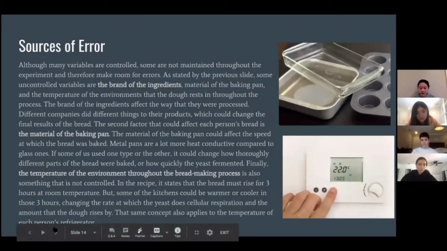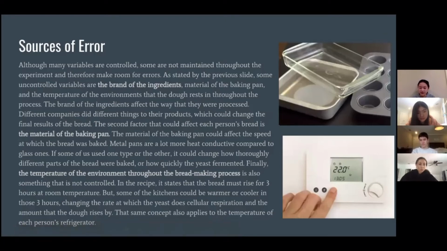Well, we controlled a lot of the variables of the experiment. Again, a lot of them weren't very controlled. For example, as we said before in the control slide, the brand of the ingredients we didn't specify, nor the material of the baking pan, and the temperature of the environment around the dough and the bread was something we couldn't really control other than in the oven.